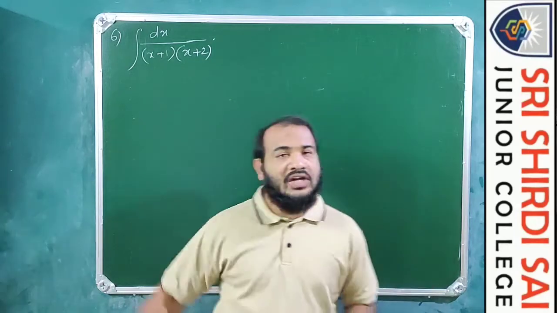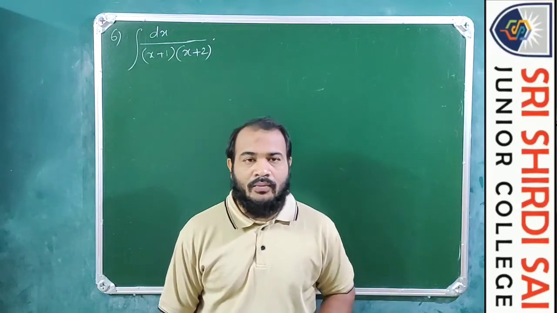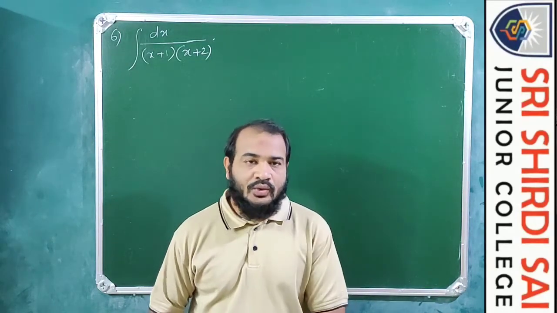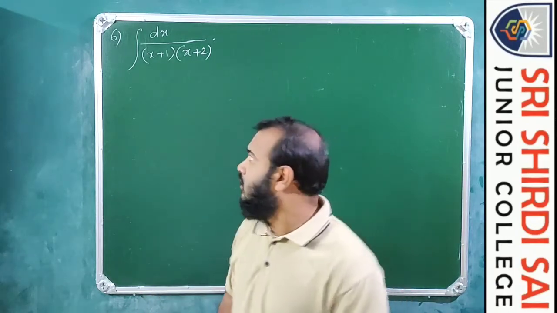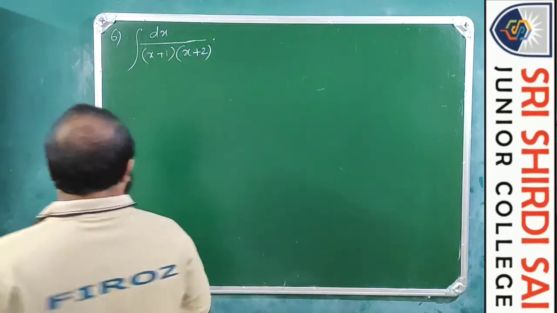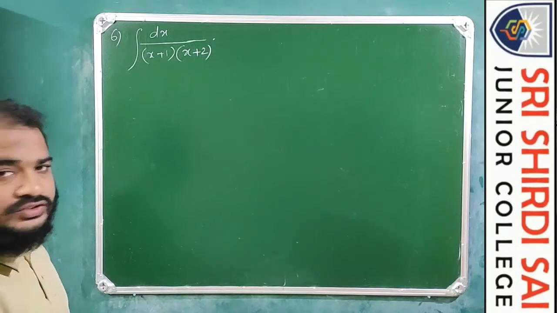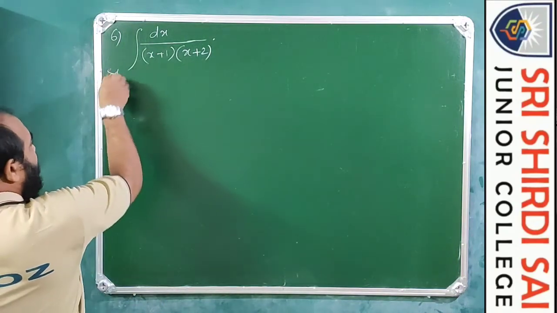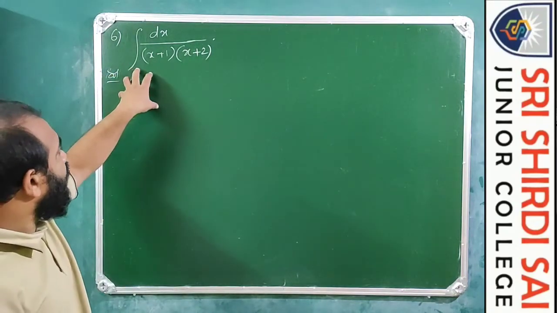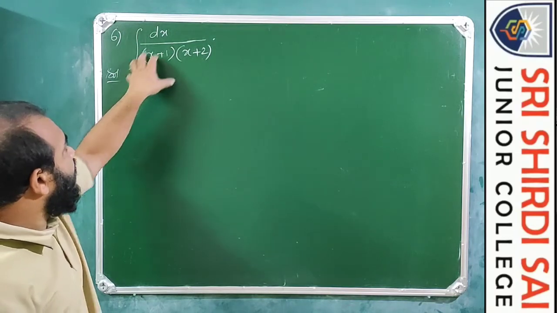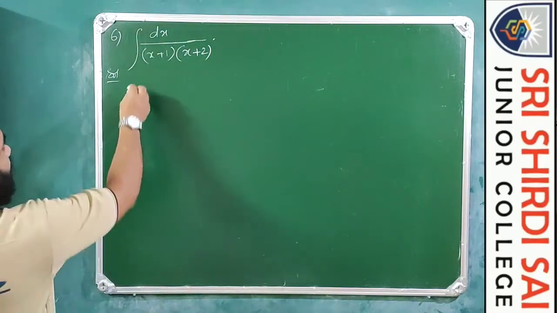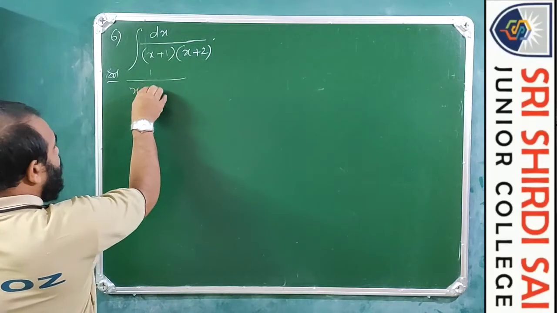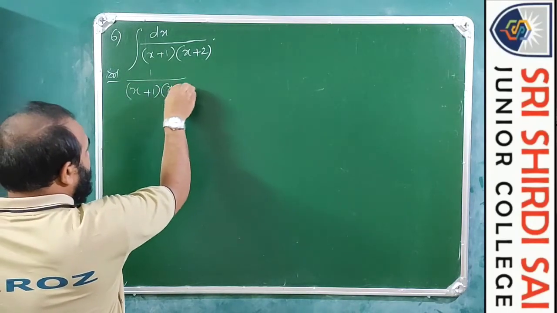We have started exercise 6E, 5 problems yesterday. So, let us continue the 6th problem onwards. The question is integral dx by (x plus 1) into (x plus 2). First and foremost, set integral dx aside. Take 1 by (x plus 1) into (x plus 2).